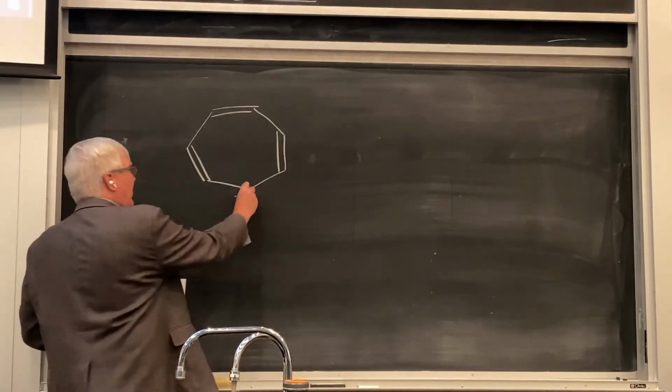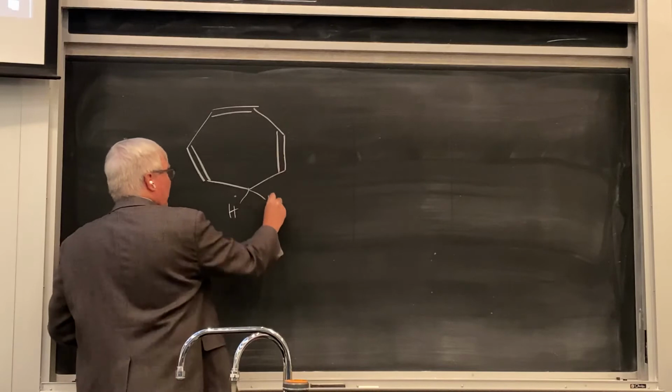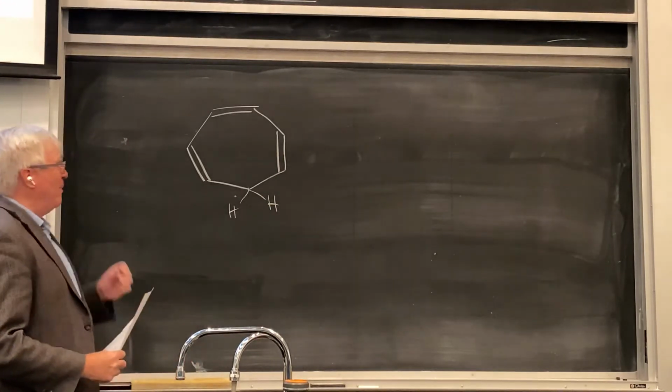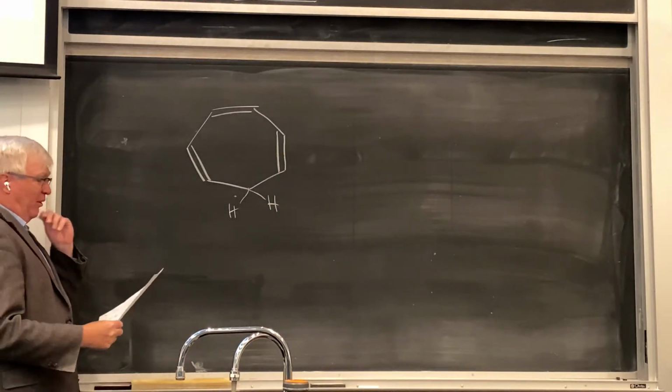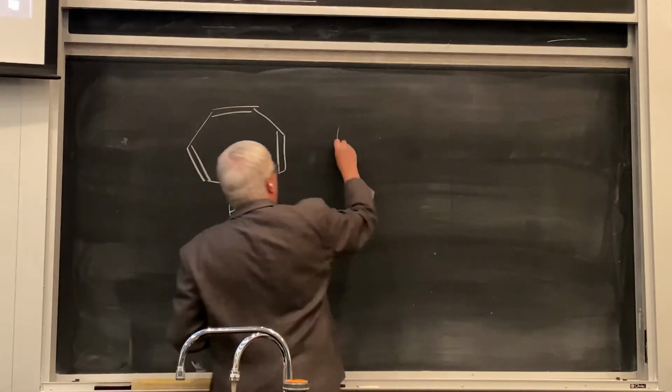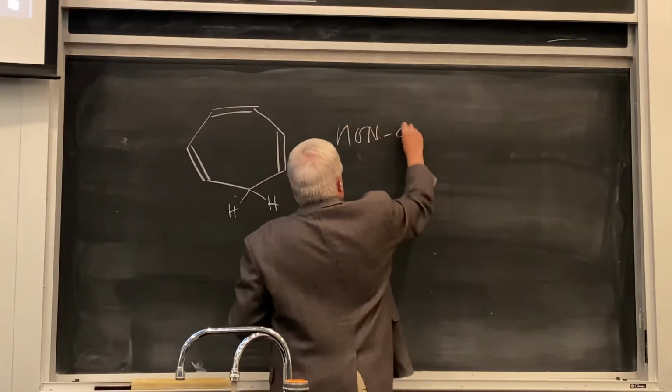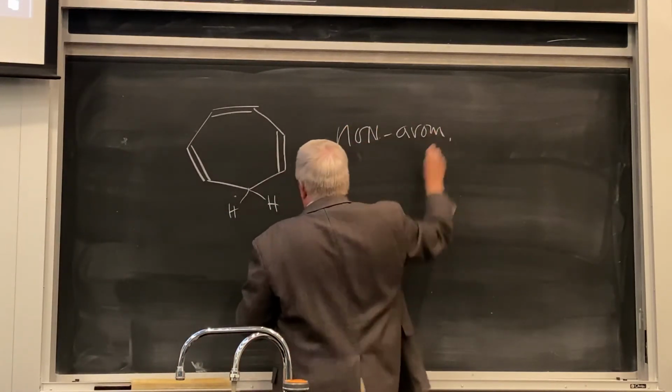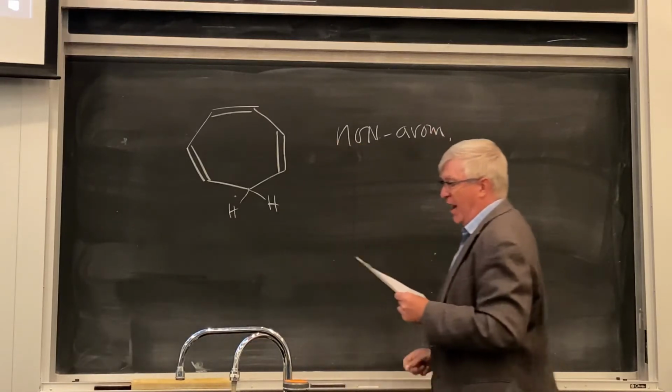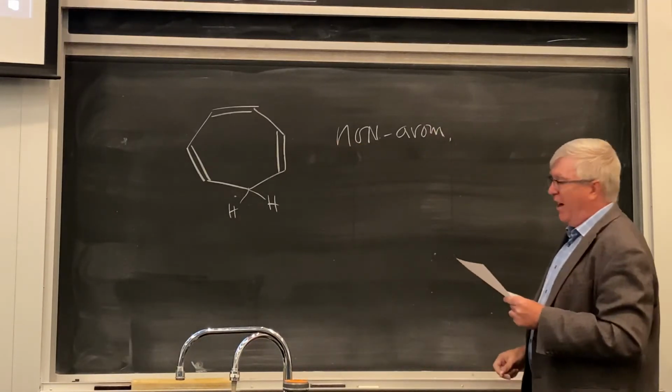No. Here you have a CH2 group, okay? Add in all the hydrogens there. Maybe you didn't see that before. So what would we call that? We call that non-aromatic. And the NMR bears that out. Those show up at around 5.5 ppm for that.